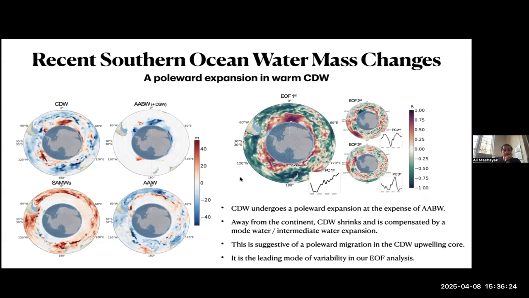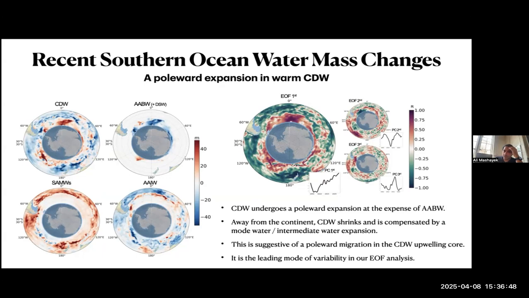Now, an example of doing that based on the Argo. These are anomalies. This is circumpolar deep water. This is Antarctic bottom water. Let's just focus on the top row. And this is, like I said, the trends and anomalies. So red means the circumpolar deep water is expanding around Antarctica, and blue means that it is shrinking.